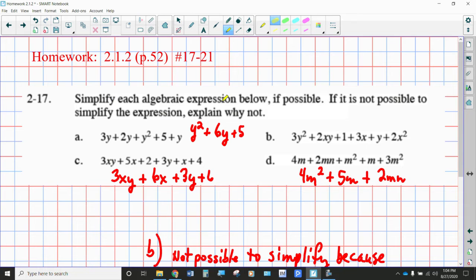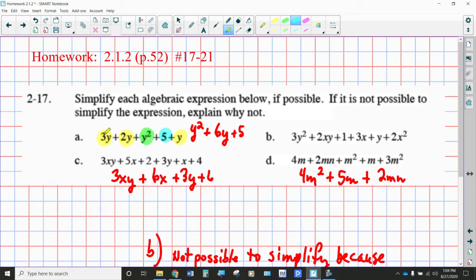All right, simplify each algebraic expression. I'm a big fan of sorting them. You may not have highlighters, but highlight all the y terms, and then highlight all the y squared terms, and then highlight all the constant terms. So you can see you're going to be adding up everything that's yellow here, because those are all the like terms with y to the first power.